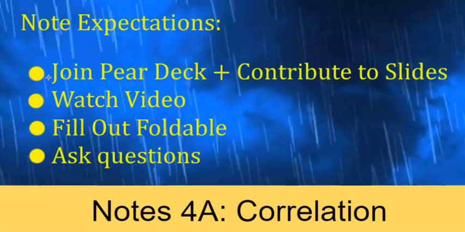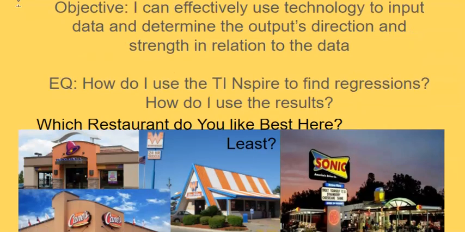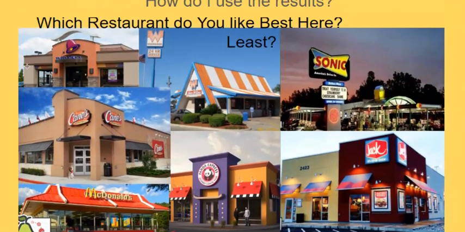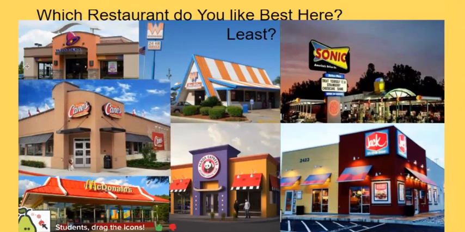During these notes, I expect you to join the Pear Deck and contribute to the slides. Watch the video, fill out the foldable, and ask questions as needed. On the next slide of the Pear Deck, drag the icons over which restaurant you like the best with the thumbs up and which one you like the least with the thumbs down. Go ahead and drag those icons.